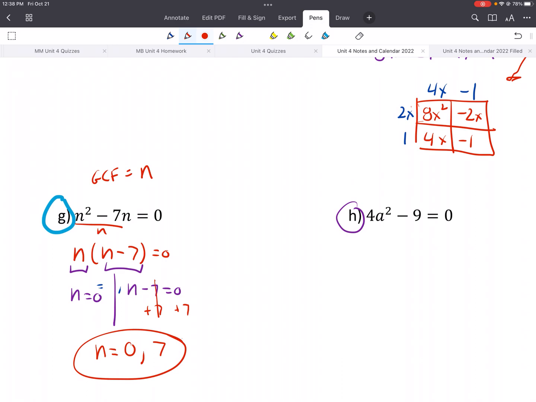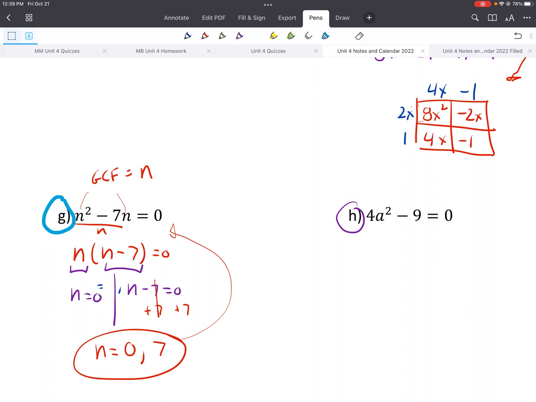And again, you can always plug those in, and you can verify that it makes it work. If you plug 0 in for both, obviously 0 squared is 0, minus 7 times 0 is 0, gives you 0. If you plugged 7 in, we'd get 7 squared, which is 49, and then we'd do minus 7 times 7 gives you negative 49, which gives you 0. So you can always check if you wanted to.